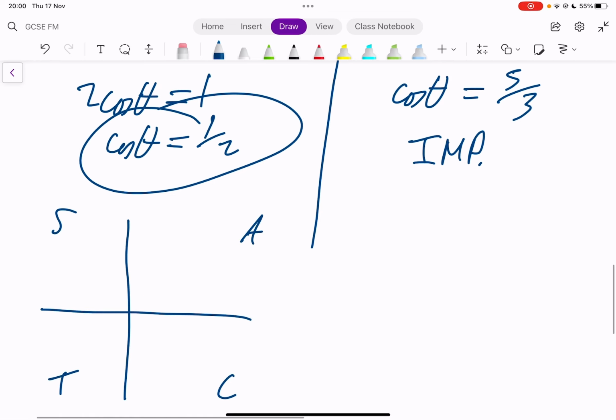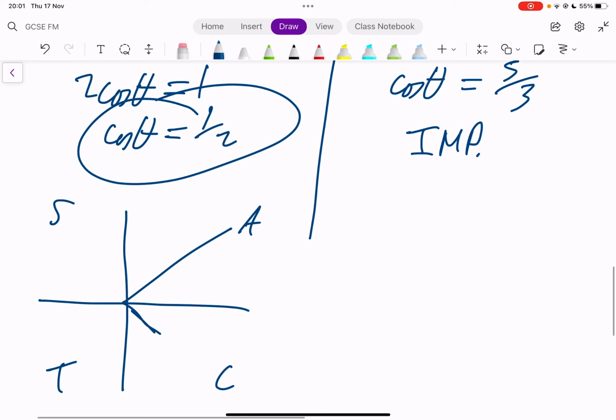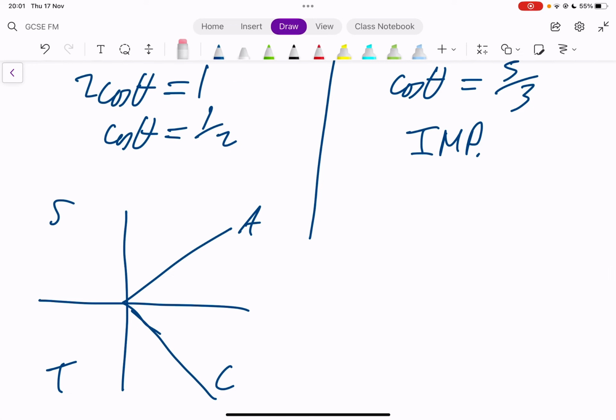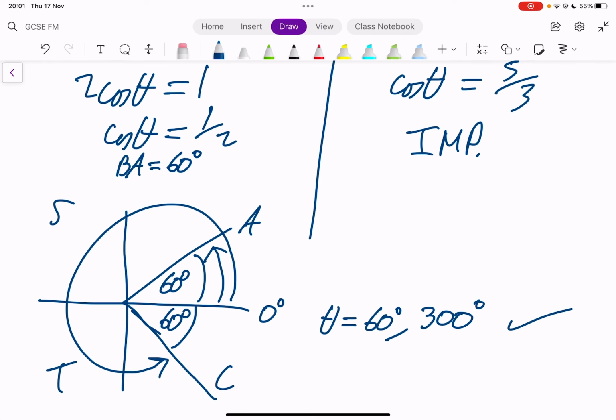CAST on your CAST diagram. Cos is positive, so it's in here. And I haven't done my basic angle. My basic angle: cos to the minus 1 of 0.5 gives you 60 degrees. So 60 degrees goes in here, 60 degrees goes in here. There's my 0. So the first angle I come to is 60 degrees, and the second angle I come to is 60 degrees short of 360, which is going to be 300 degrees. Done.